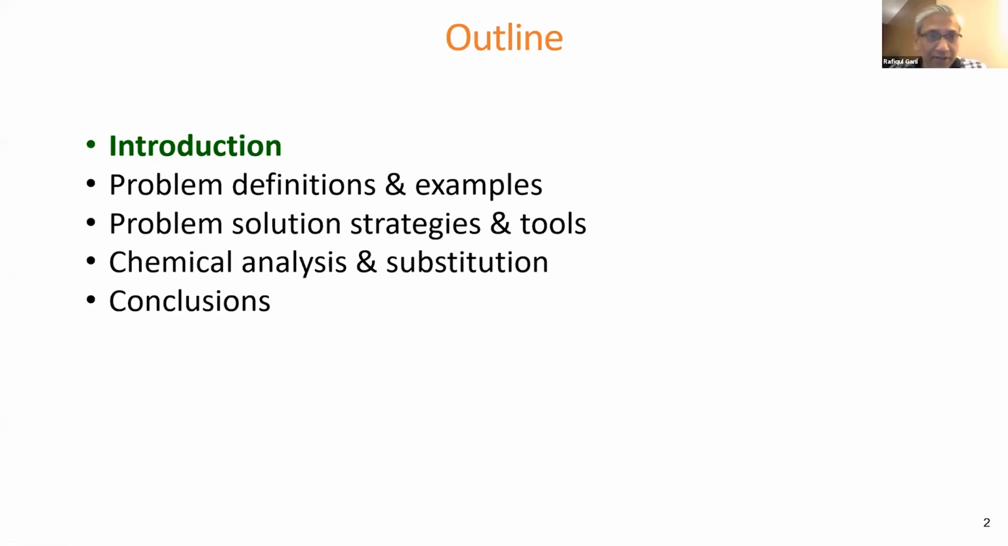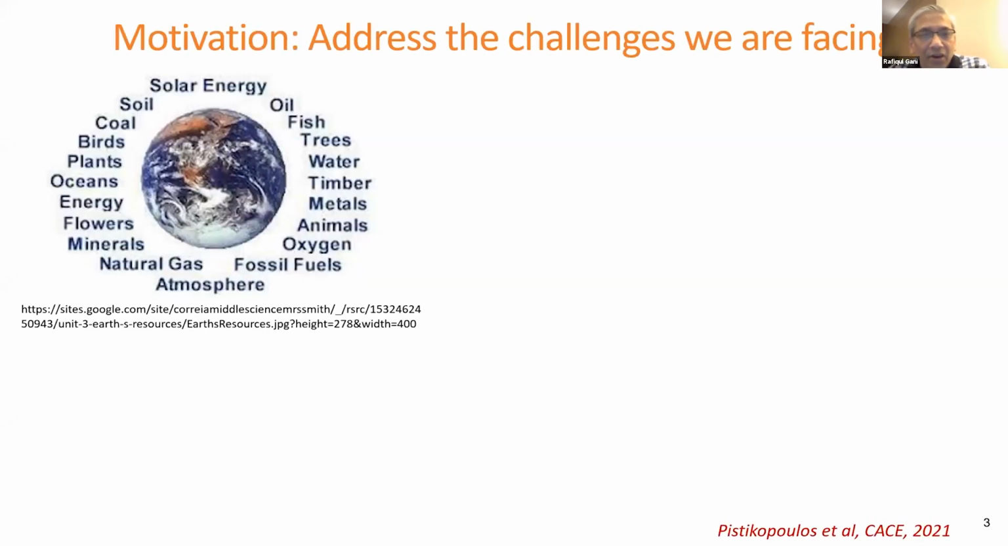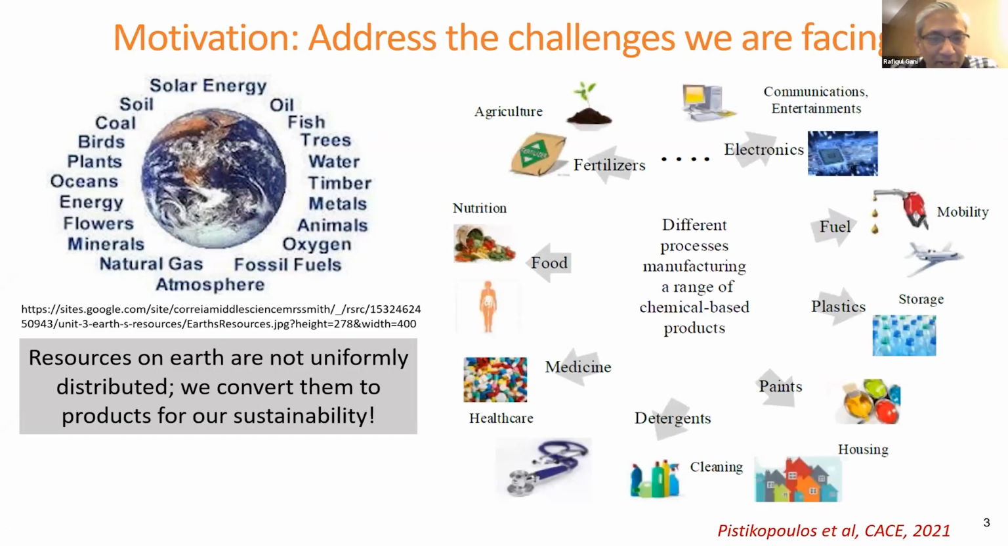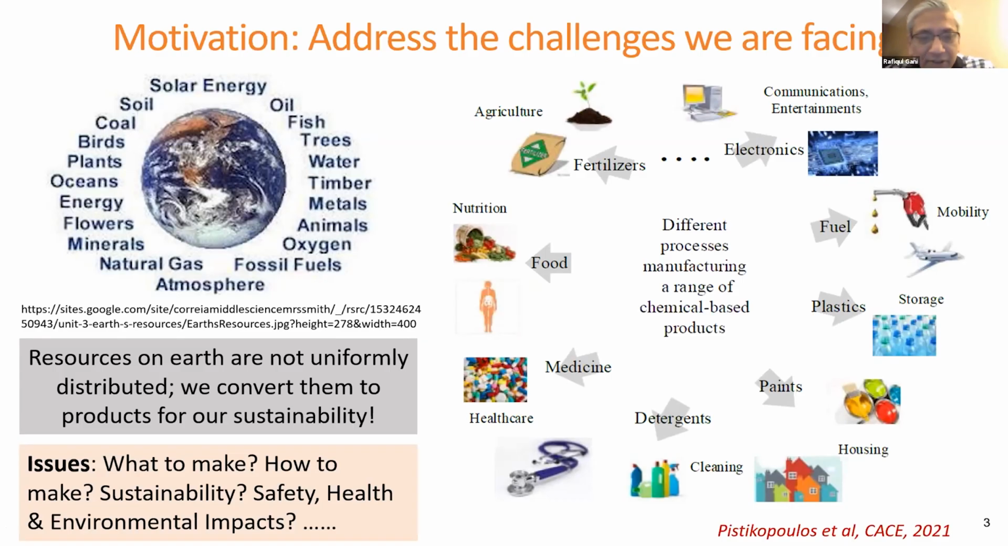So my talk is divided into 5 parts, and I will start with the introduction. On Earth, we have a lot of resources, and these resources are not uniformly distributed, but we need to convert these resources to the products that you see on the right-hand side, for our own sustainability. And so the major issues from a product point of view are what to make, how to make, sustainability issues, safety, health, environmental impact issues, and many more. So we will see how we can do this.